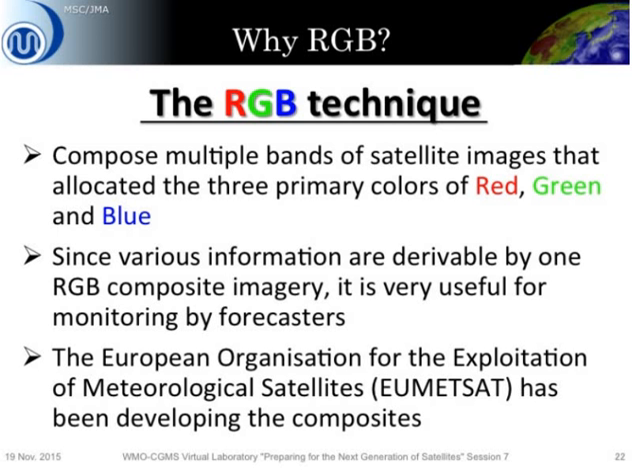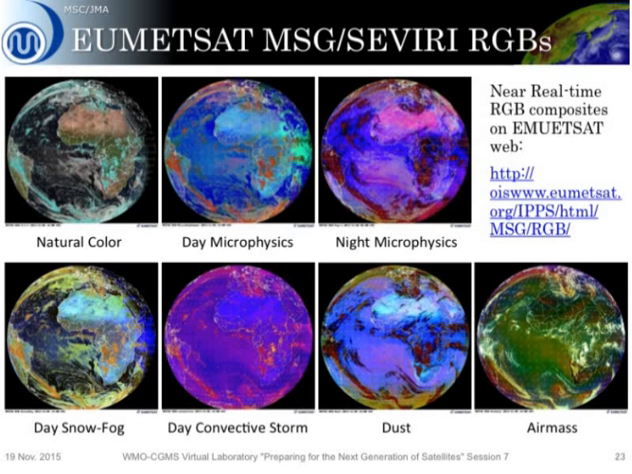The European Organization for the Exploitation of Meteorological Satellites, EUMETSAT, has been developing the composites. It means they explore how to compose satellite images to make an RGB composite imagery useful for monitoring. These are RGB imageries for the MSG SEVIRI satellite, developed by EUMETSAT.